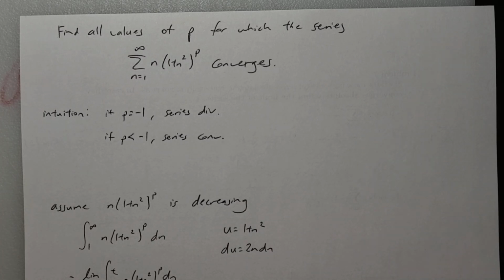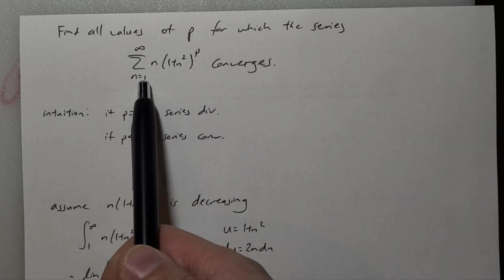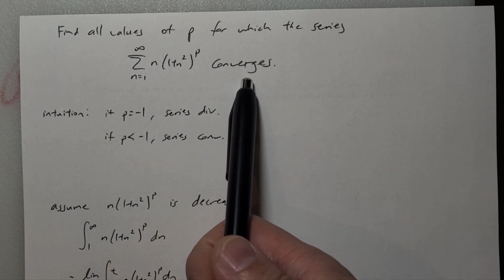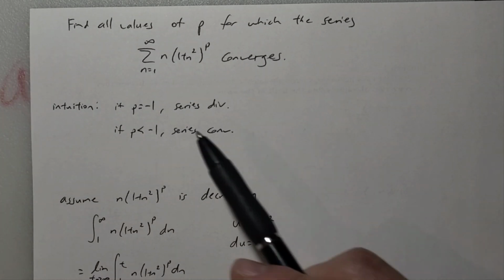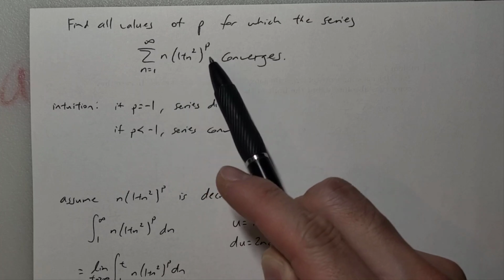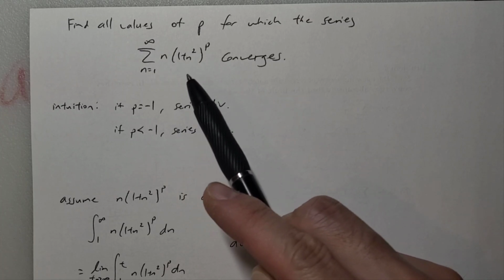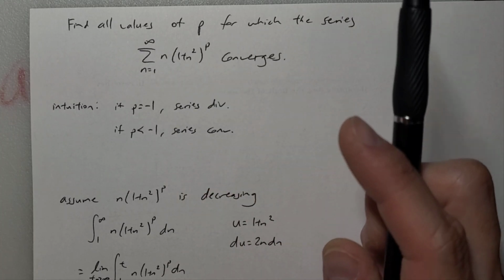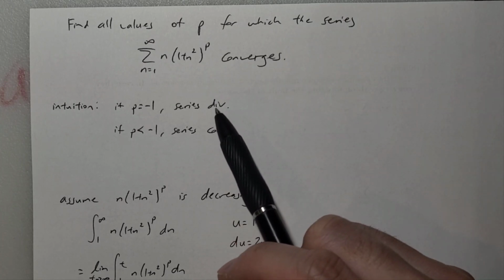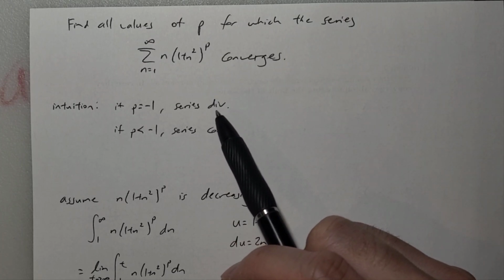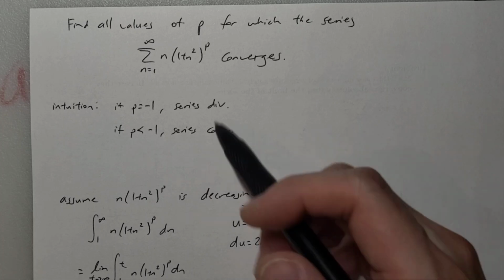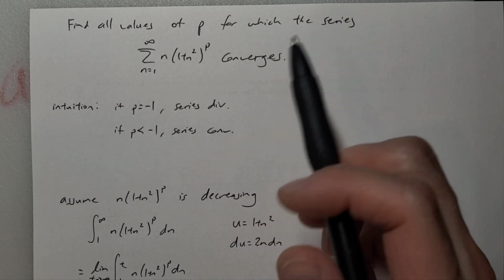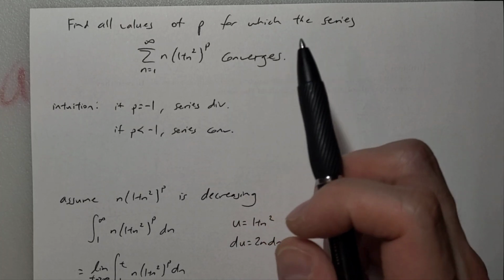So the question asks, find all values of p for which the series converges. How in the world would we do this? Well, let's go with intuition first. If p is -1, then it's n over 1 plus n squared. Hopefully, from experience, you know that that series would diverge. You can go through the work of doing the limit comparison test and compare it to 1 over n, but I won't explain all the details here. You could work through it yourself.